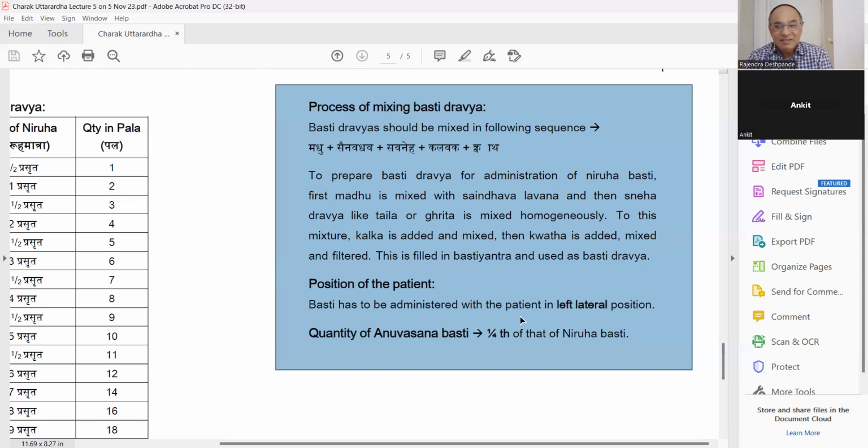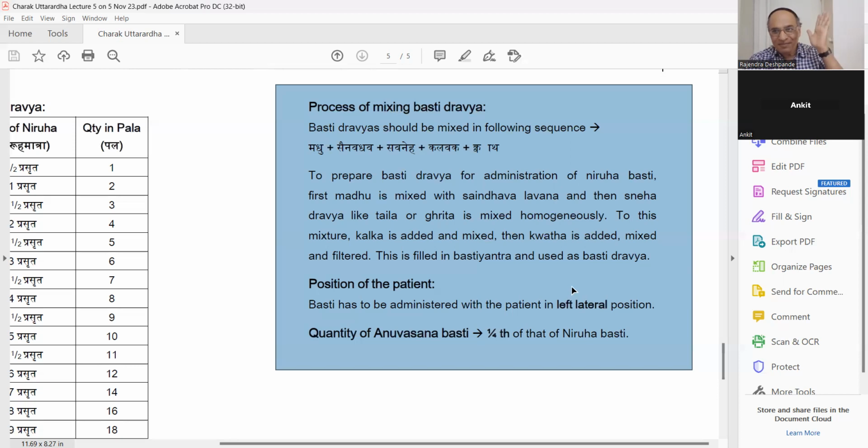And then you add one thing. Please add: right leg folded at the knee and taken to the abdomen. Please write down. In addition to the left lateral position, the right leg should be taken up. Left leg straight. Please write down. This is not written here, that's why I am dictating.